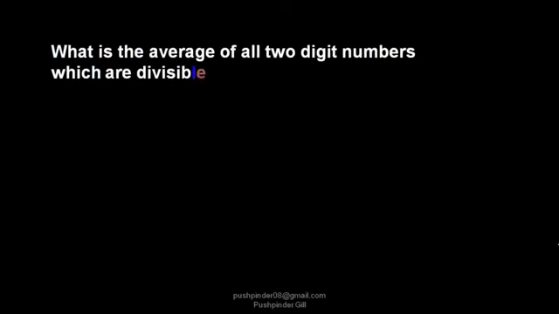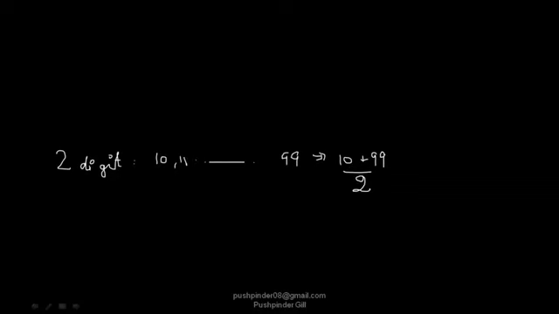Alright, now what is the average of all 2-digit numbers? So what are the numbers? The numbers are 10, 11, keep on going till 99, isn't it? So the average would be 10 plus 99 by 2. Now do you really need to calculate the sum of all 2-digit numbers? No. So if you're doing that, start doing this, isn't it? Now this makes your life easier.